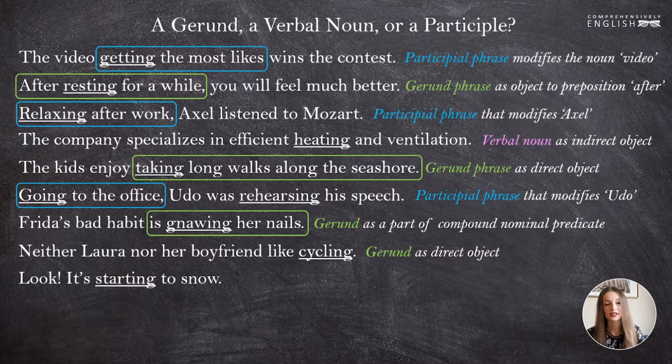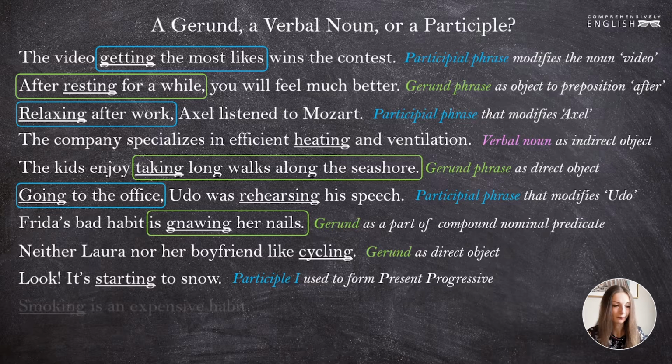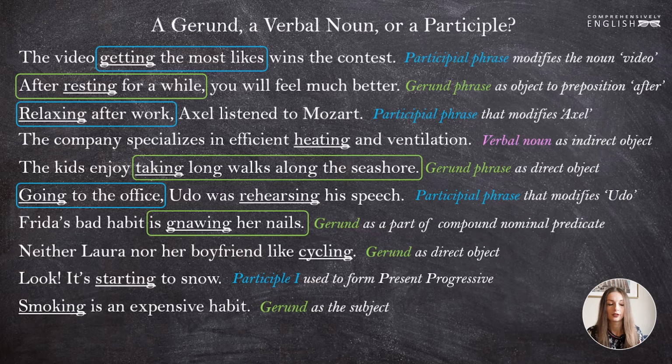Look, it's starting to snow. The -ing form starting helps us form the present progressive tense here. So it's participle one. Smoking is an expensive habit. The -ing form functions as the subject of the sentence. We don't see any articles, any adjectives that would tell us that this is a verbal noun, so we are obviously dealing with a gerund. The gerund that is the subject of the sentence.